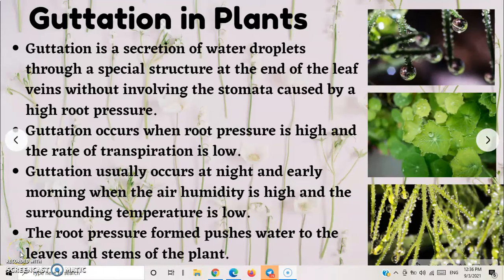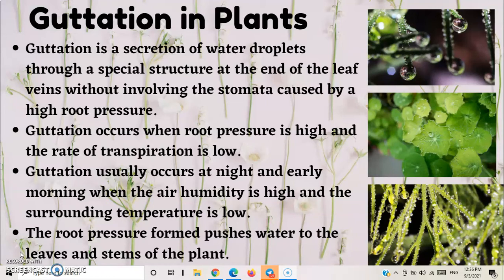Okay, next we move to guttation in plants. So what is guttation? Guttation is a secretion of water droplets. Water droplets, apa maksud water droplets? Titisan air. Okay, I repeat.